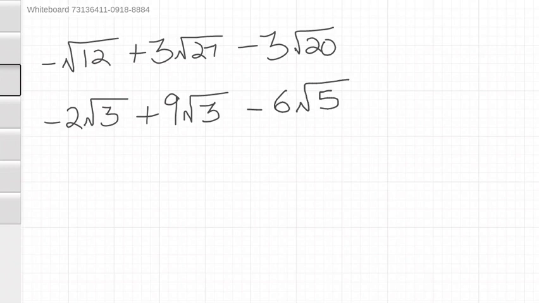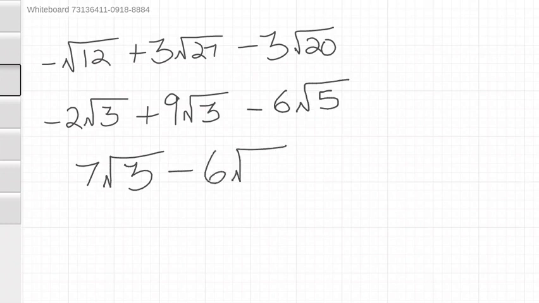Now we have 2 radical values with the same radicand, so we'll simplify that. Negative 2 plus 9 is just 7. And then we'll add on our radicand, and then our other radical value. So that is our answer, 7 square roots of 3 minus 6 square roots of 5.